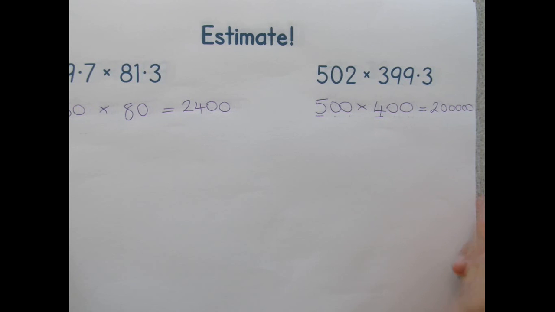So 4 zeros been added on, and we might want to put a comma here because it's quite a large number. 1, 2, 3, then a comma. So the answer there would be 200,000.